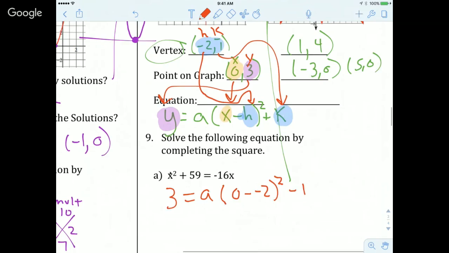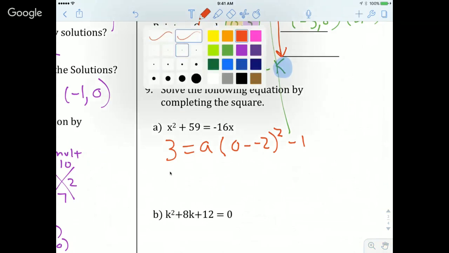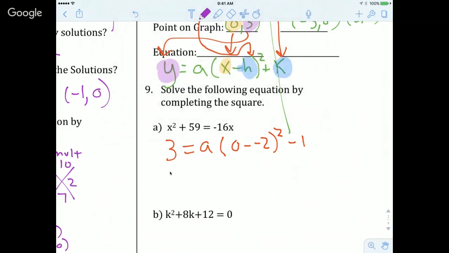Okay, now we got to calculate. Do what's in parentheses. 0 minus -2 is a +2. 2 squared is equal to 4. This is what looks slightly different. Let's bring down the a, and let's bring down the -1. Why this is so uncomfortable for you guys is you are not used to that a being in front of the 4. If you will switch it around to help your brain out, it will be much easier for you to think about how to solve it.